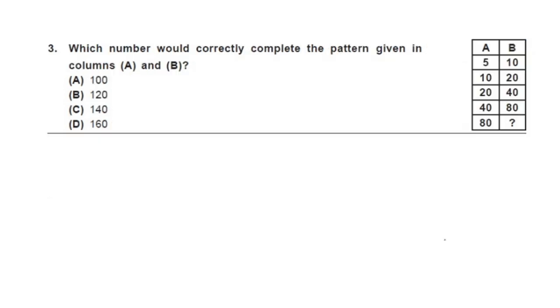Next question. Which number would correctly complete the pattern given in columns A and B? These are the columns A and B. We need to find which number will complete this pattern. Is it option A 100? Is it option B 120? Is it option C 140? Or option D 160? Your time starts now.